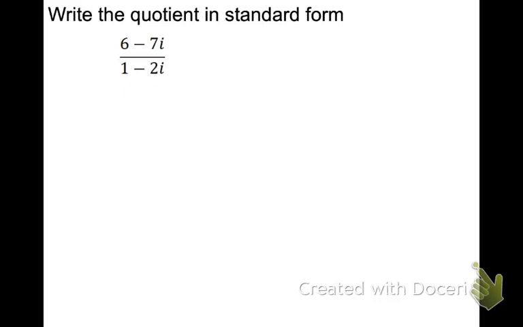So write the quotient in standard form. So standard form, remember, is a plus bi. Yes? Okay, so that is not a plus bi. I've got an imaginary number in the denominator. Can't have it there. So I need to multiply by its what?